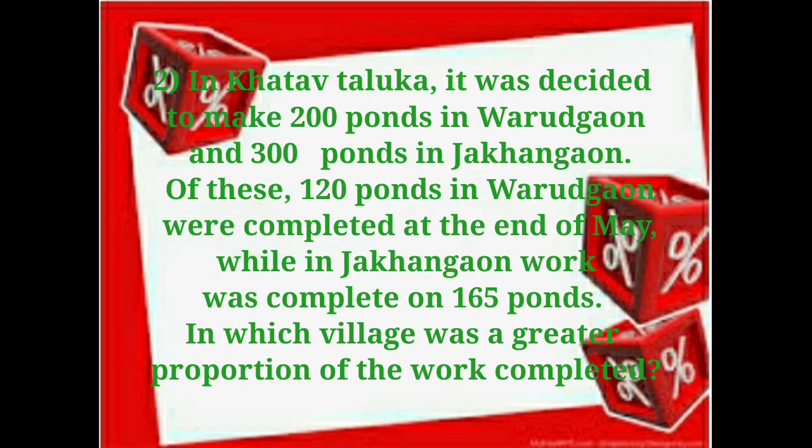In Khatau Taluka, it was decided to make 200 ponds in Varud Gaon and 300 ponds in Jakhan Gaon. Of these, 120 ponds in Varud Gaon were completed at the end of May, while in Jakhan Gaon, work was complete on 165 ponds. In which village was a greater proportion of the work completed? To find the answer, we shall first find the percentage of work completed in each village and then make a comparison.